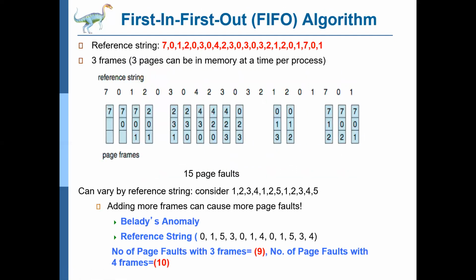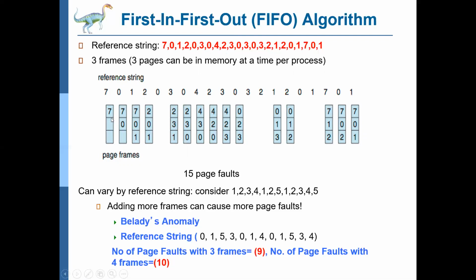So we'll go to the first one, the first in, first out page replacement algorithm. This is the reference string given. And it is also given that there are 3 frames in the memory. We have 3 frames and these pages are requested by the processor. We'll see how many page faults will occur.